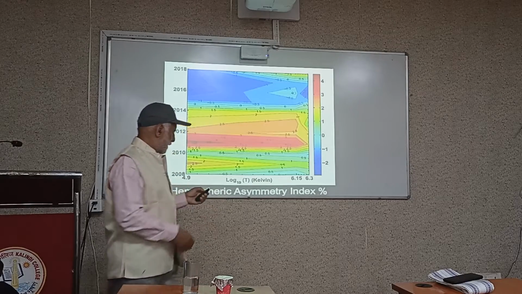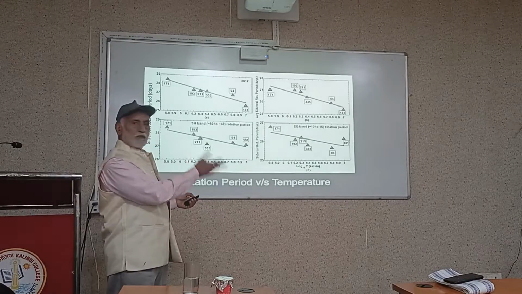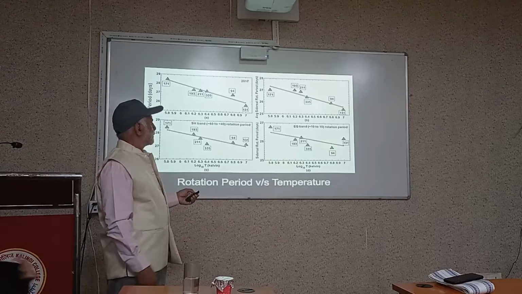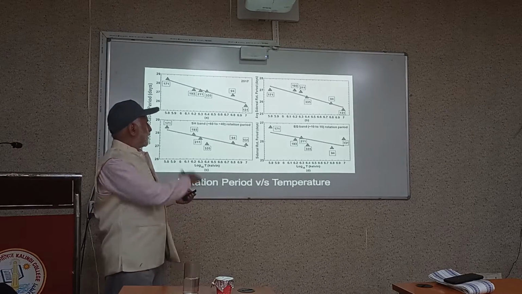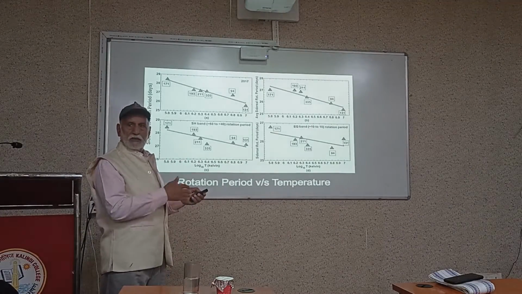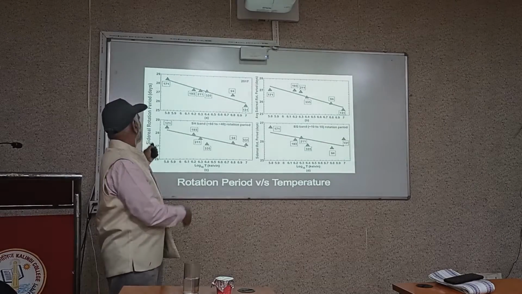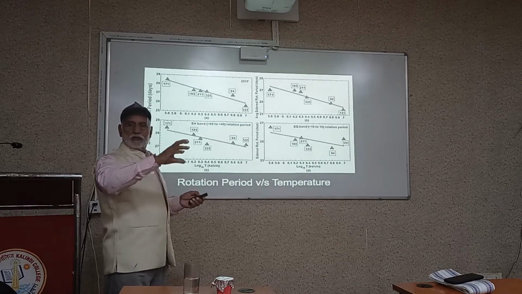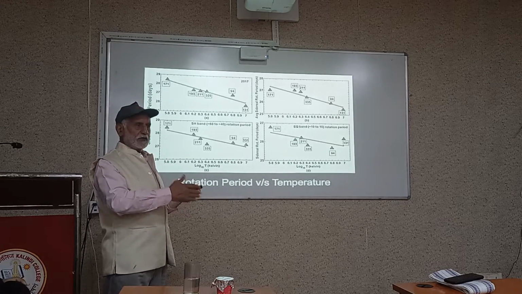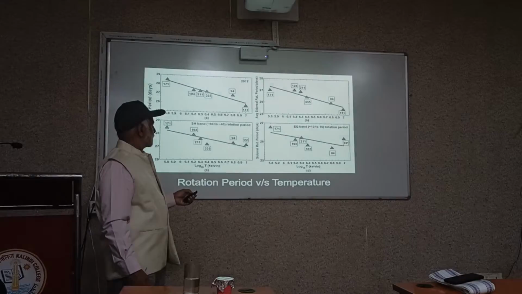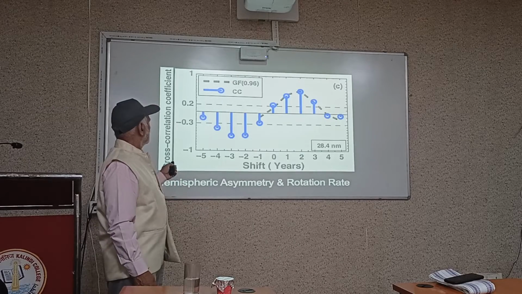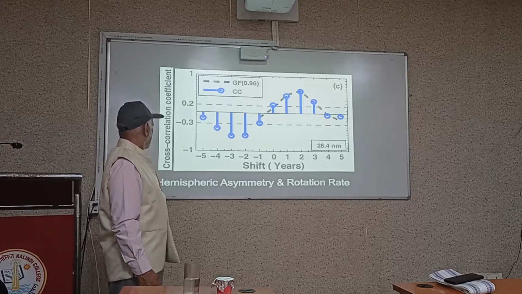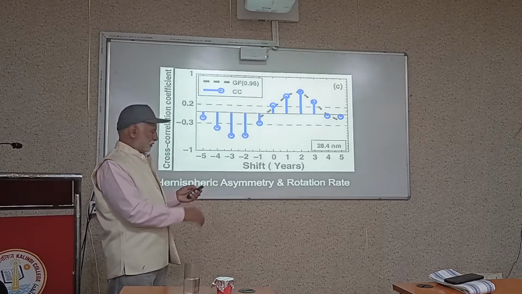So, very good. A lot of work in this is being done. It's just very recent work that with the temperature there is a variation of sidereal rotation period. Rotation, because depending on the temperature of the corona, the rotation period decreases. And this is the relationship between hemispheric asymmetry and the rotation rate.